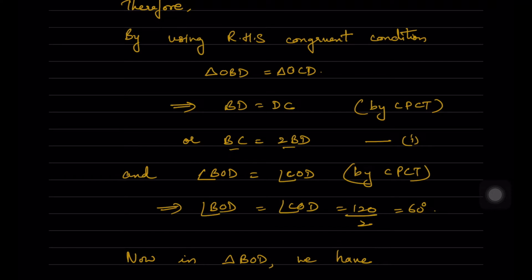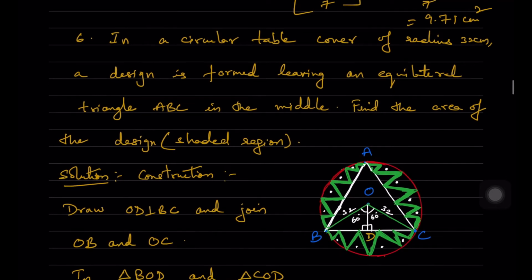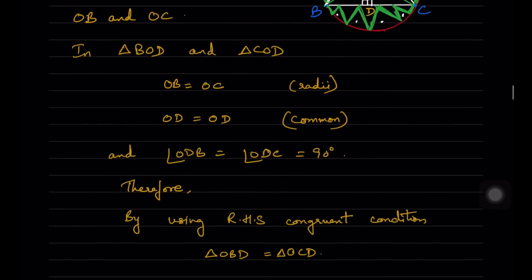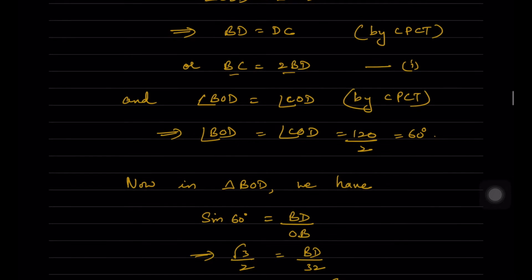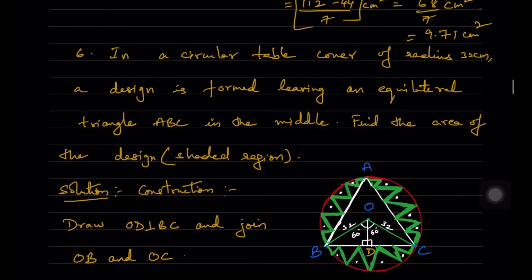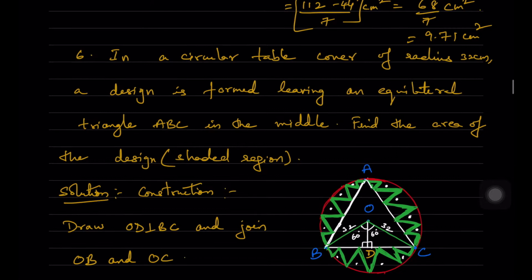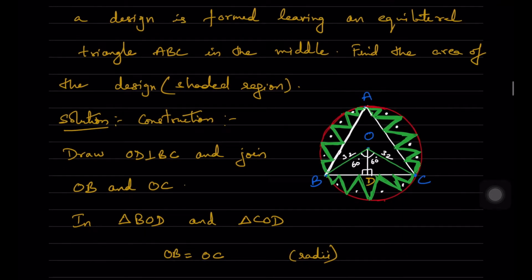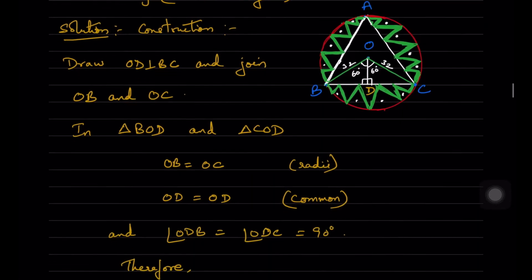So now you have from CPCT that BD is equal to DC. So we can write BC is equal to 2BD. And we also have that angle BOD is equal to angle COD, which is equal to 60 degrees, because the angle made at the center is 120 degrees. It is double the angle which is made at any other point on the circle, that is 60 degrees at the vertex A. So it will be double at the center. So this 120 can be divided by 2, we are getting it as 60 degrees.